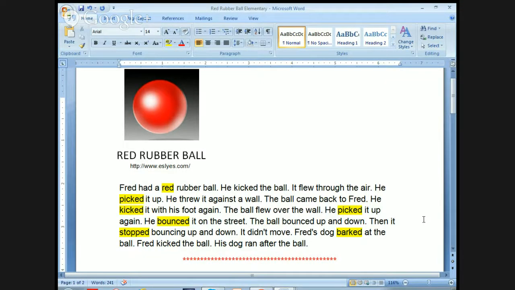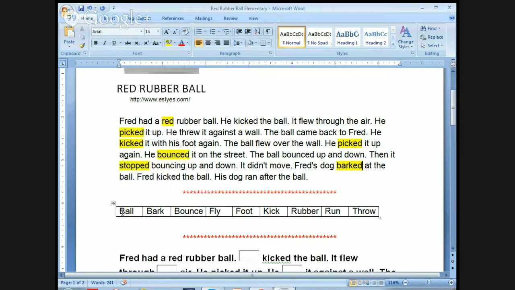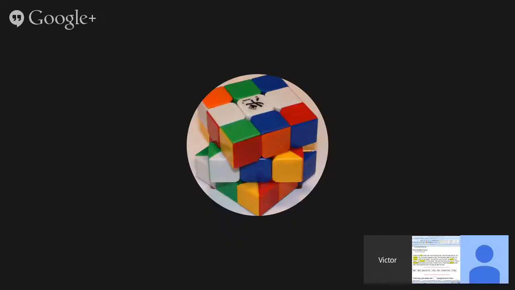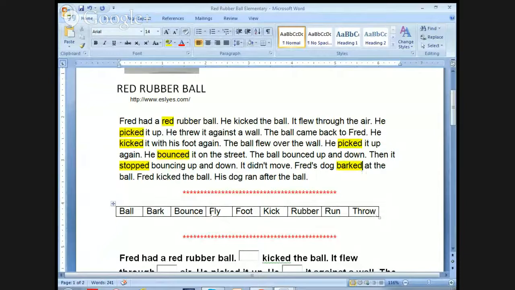All right, very quickly, I want you to look, Obed, at these words: ball, bark, bounce, fly, foot, kick, rubber, run, and throw. And I want you to tell me a story using these words. I'll show you by example. Fred was playing with his ball and his dog started to bark as he bounced the ball. Fred kicked the ball with his foot and the rubber ball was thrown over the wall and it flew over the wall as it was kicked by Fred's foot. Okay, see what you can do with those words.